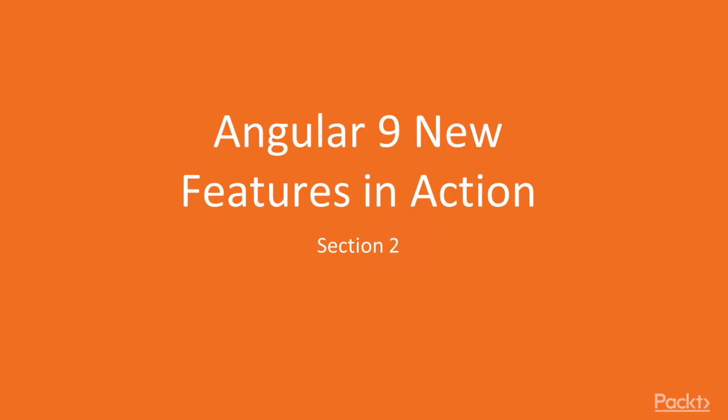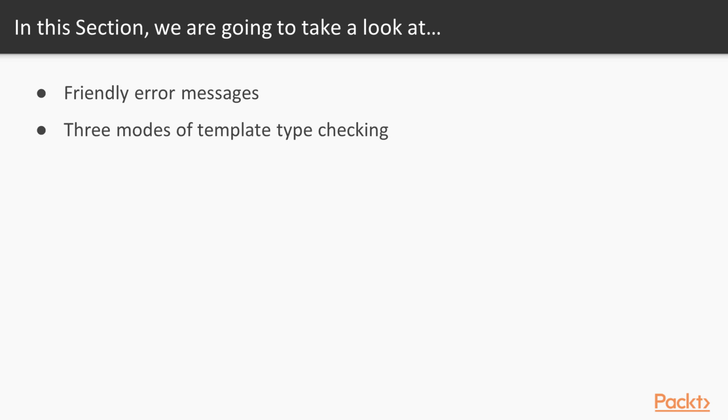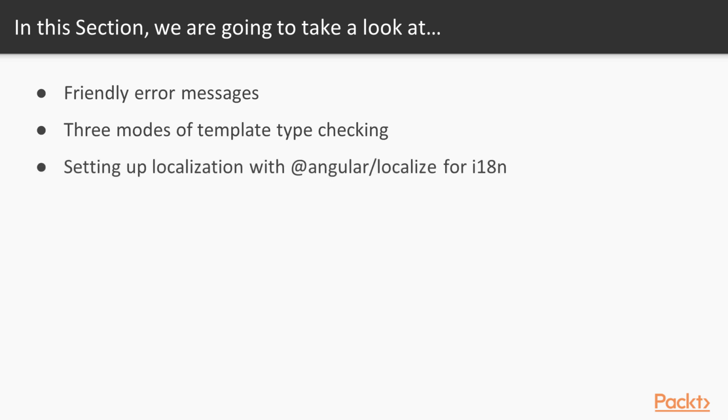Welcome back to the new section, Angular 9 New Features in Action. In this section, we're going to delve into Angular 9 and implement some of the new features to show how they work. We're going to look at the friendly error messages, the 3 modes of template type checking, and how to set up localization with the Angular localized package for internationalization, or the I18N, and we'll also look at the language service improvements for your IDE.